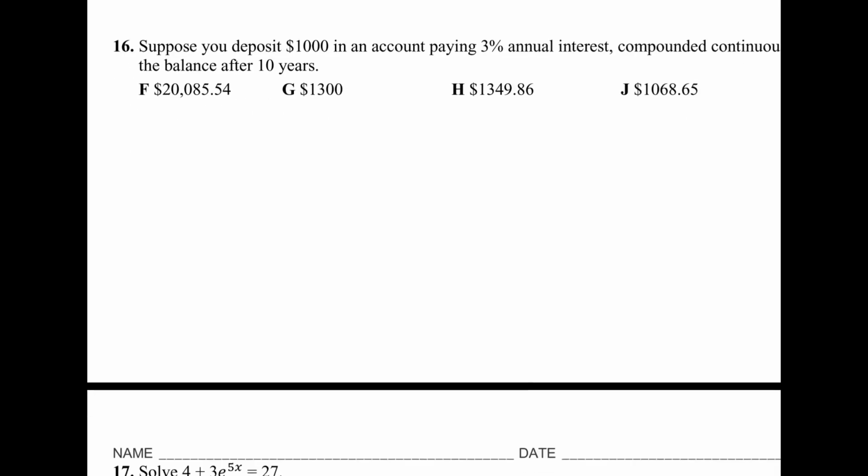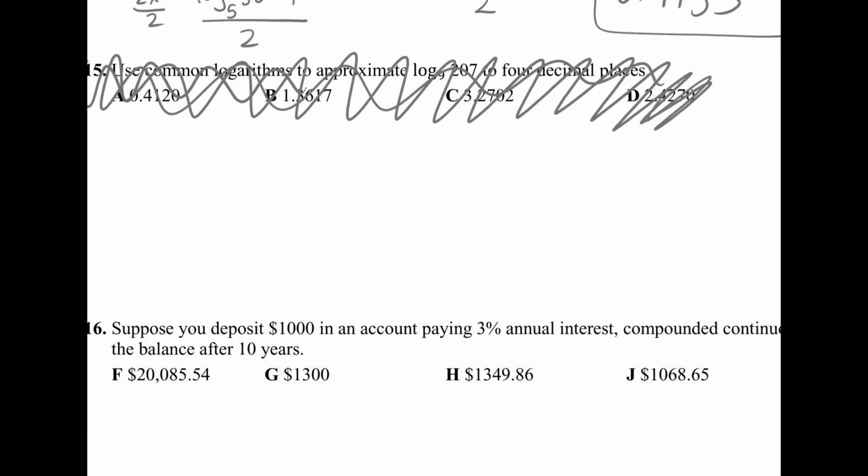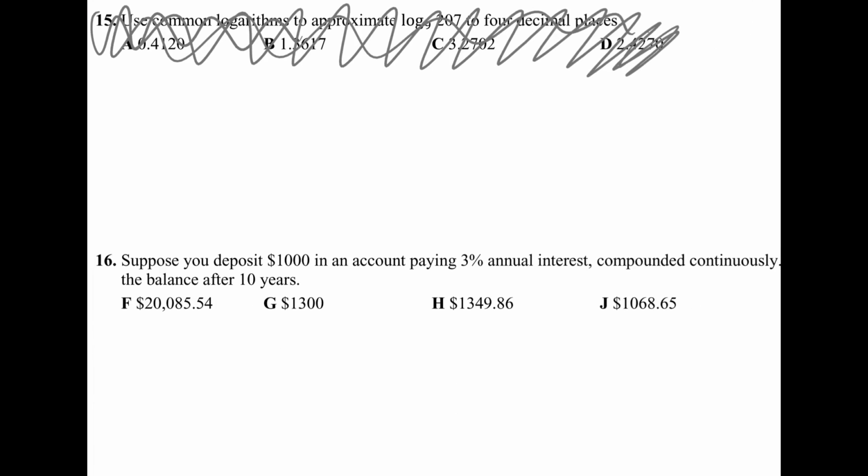All right, so 16. Suppose you deposit $1,000 in an account paying 3% annual interest compounded continuously. Are we not doing 15? Nope, we're not doing 15 because that's a change of base. Your calculator does the change of base for you. Like I showed you how to do it, but I'm not going to test you on it. Oh, really? But it's not on the test? No, because your calculator can do the change of base. So I'm picking and choosing what I want you to focus on. If you learn how to do it, cool. That may or may not be one of the bonus problems.